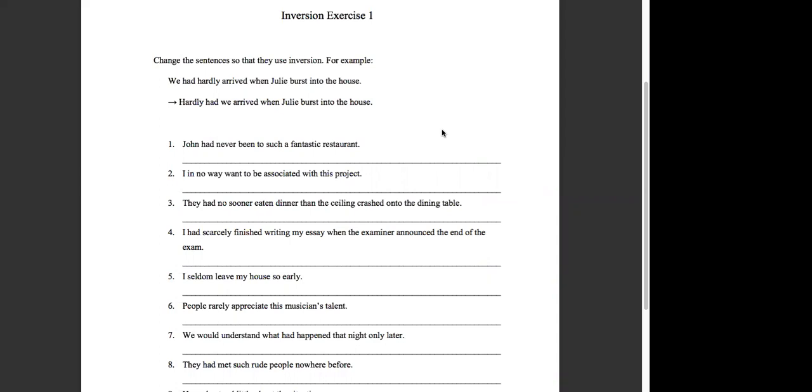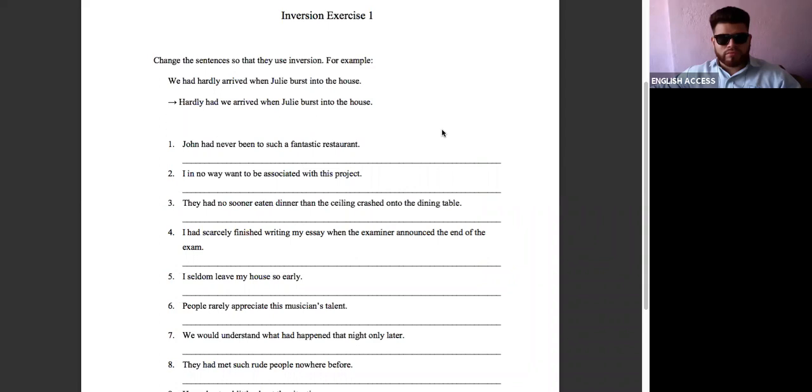For example, we had hardly arrived when Julie burst into the house. Hardly had we arrived when Julia burst into the house. All right. Now, I recommend that you have your notes, those notes that we took about the different adverbs in yellow and in red. Please get those out.